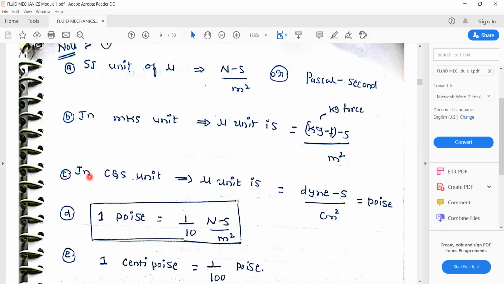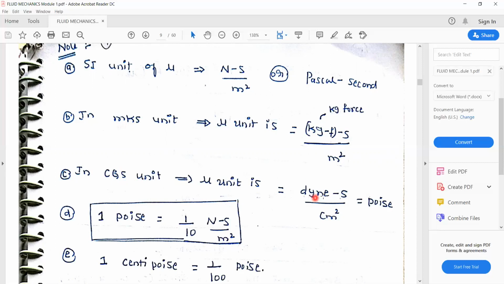Actually, CGS means centimeter gram second. This is meter kg second, and this is centimeter gram second. That means we write all distance in centimeter, all weight in gram, and time in second. That is dyne second per centimeter square. Dyne is the unit of force in CGS.